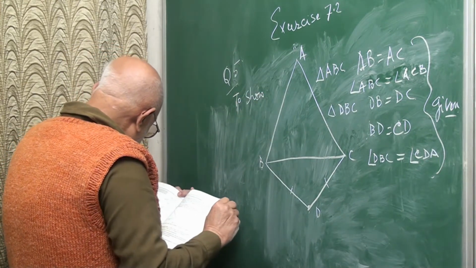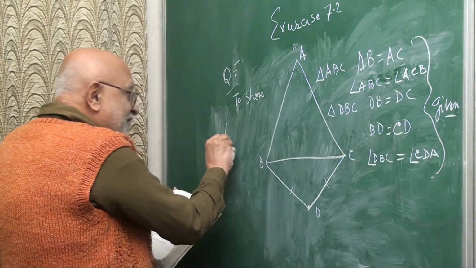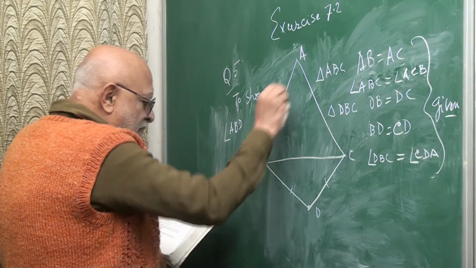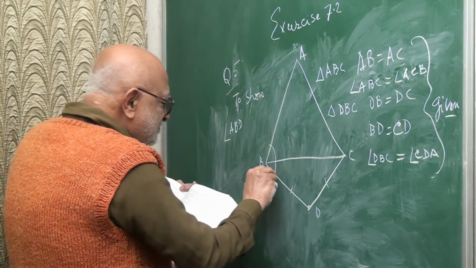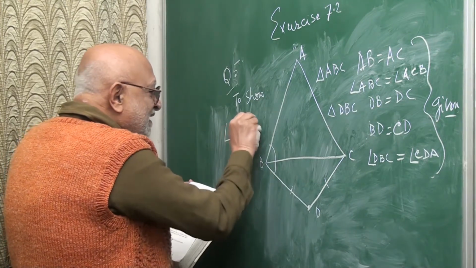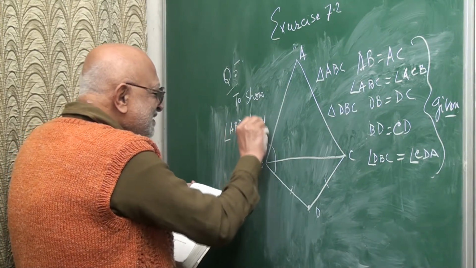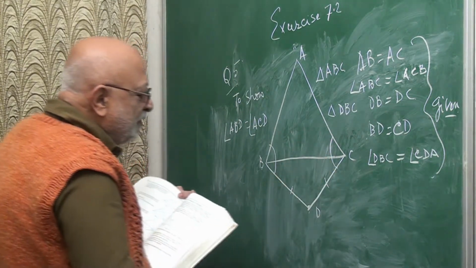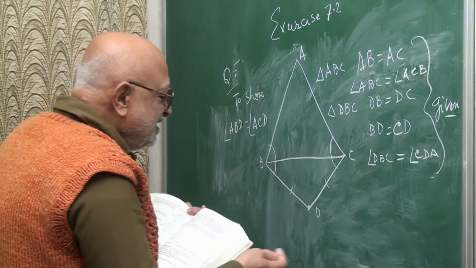To show angle ABD, that means this whole angle, is equal to angle ACD, that is this whole angle. Okay, what do we do? Very easy.